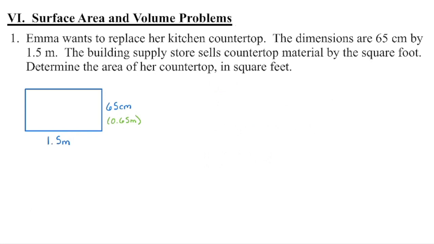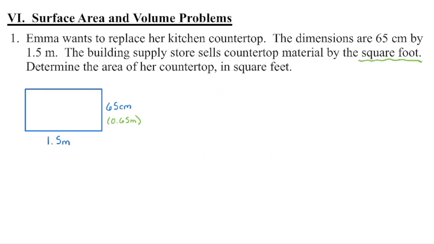Now we have one dimension given in centimeters, another one in meters. We need to convert them into the same unit, and it doesn't matter which unit you go into, we just need to get them into the same unit to be able to calculate the area. The next thing we're told is that the store sells the countertop material by the square foot. So these are both SI or metric measurements. We need to be able to convert them into imperial measurements.